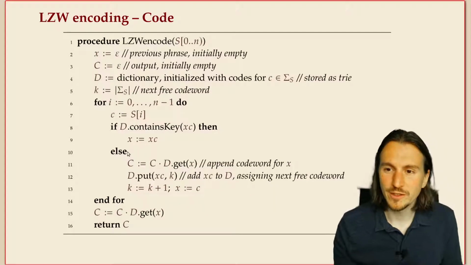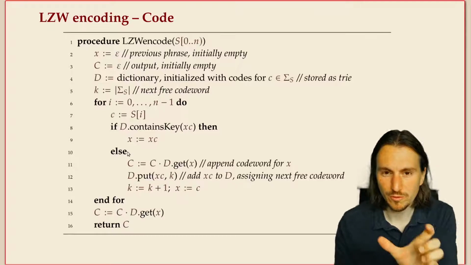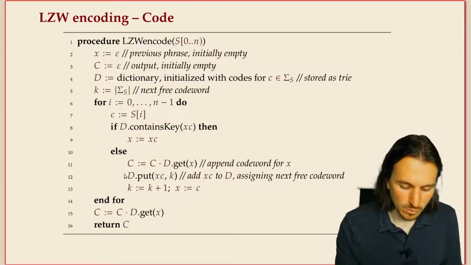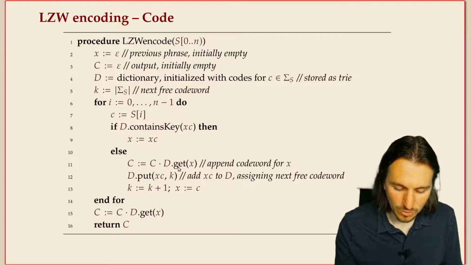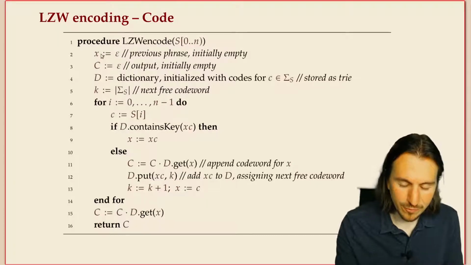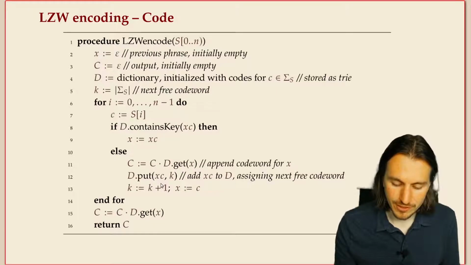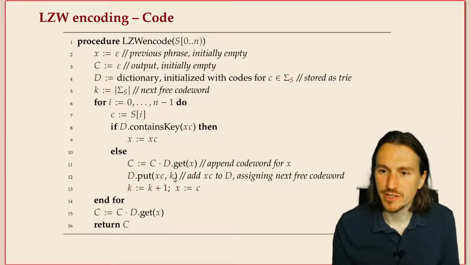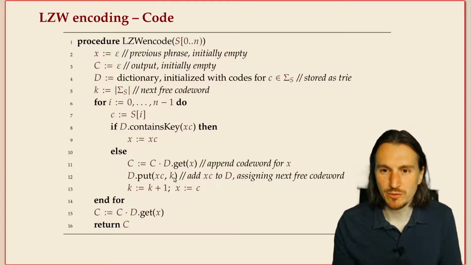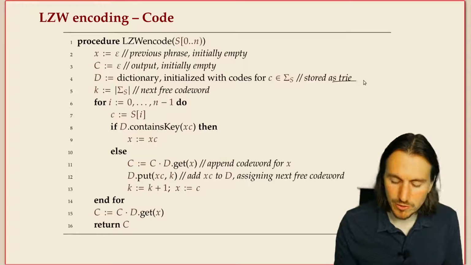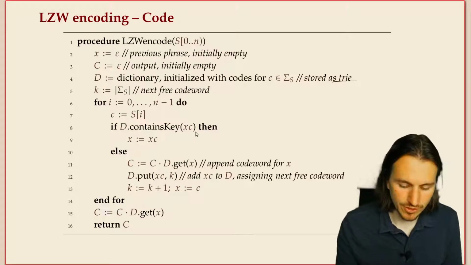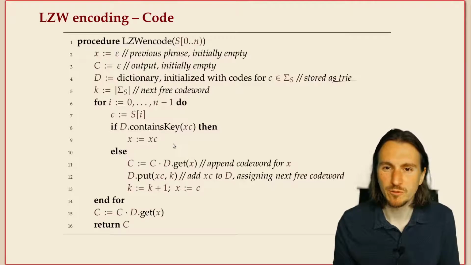And the first time we fail to extend the current match, we don't find a longer string in the dictionary, that's when we get into this else branch. So here we append the code word for what we currently have read, X. That's the prefix, the phrase we found. And we add to the dictionary this one longer phrase, and we assign it the next free code word. That's exactly what we did in the example, a bit more structured. And if you use a trie for the dictionary, this is also efficient. This traversal can always be done in constant time for the next character.